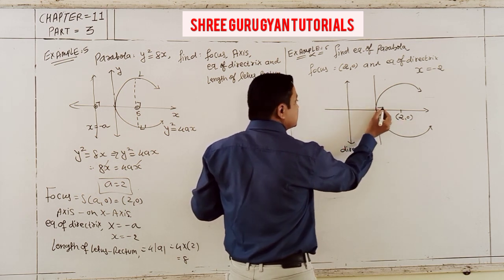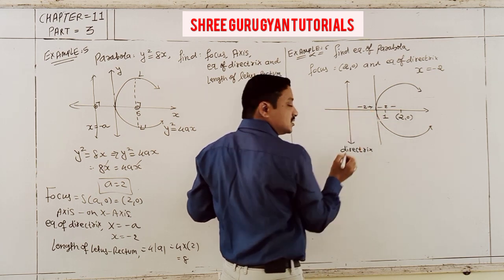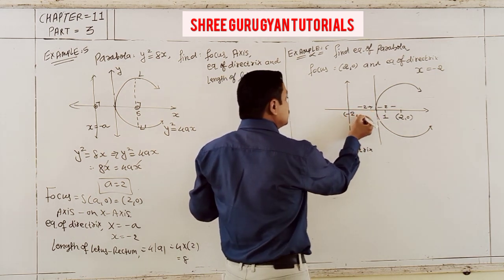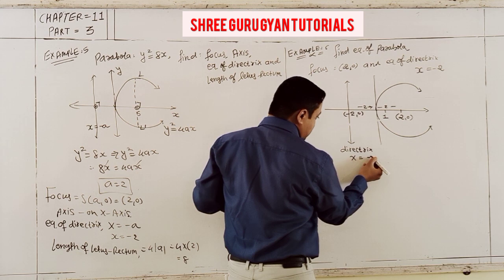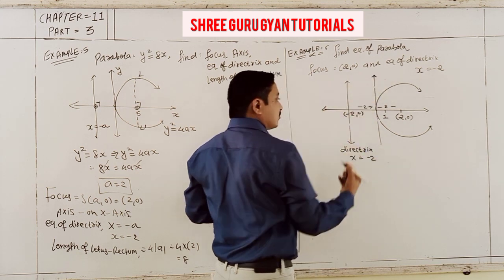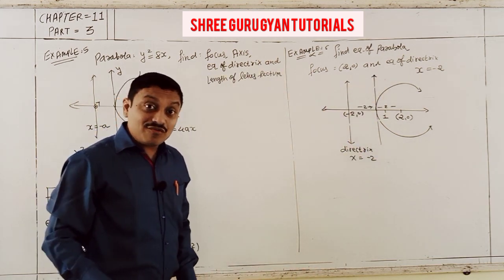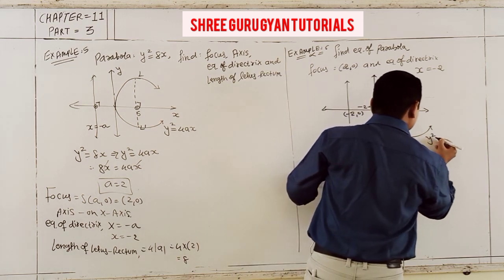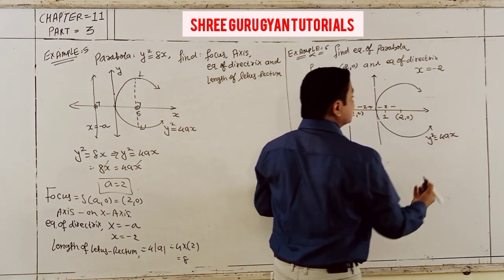Opposite to that, the distance is 2, on that side also 2 units. So this point is minus 2, 0. My directrix equation is x is equal to minus 2. That's our plotting. But the equation of parabola is y square is equal to 4ax.